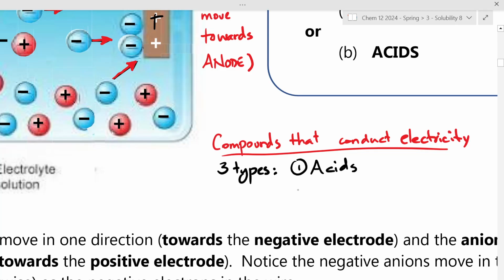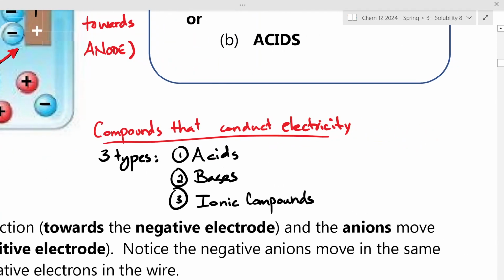What else conducts electricity? Bases. And what else? Ionic compounds, which are also known as salts. Okay, so who conducts? Acids conduct, bases conduct, and salts conduct. This unit is more concerned about salts than about acids and bases, okay?